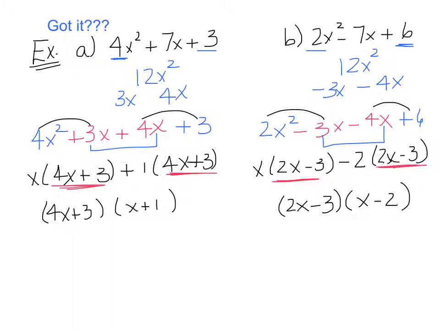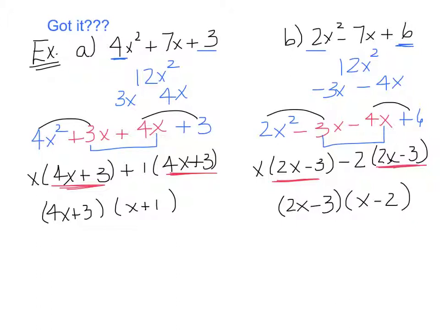Okay, for example A, I had to multiply 4 times 3 and got 12x squared. I needed 2 factors to add to give me 7x, which is 3x and 4x. I replaced the middle term, the 7x, with those 2 terms, and I set it up for grouping. Now the first 2 terms had an x in common, and I was left with 4x plus 3. And the next 2 terms had a 1 in common, and I was still left with 4x plus 3. So that's how I know that my factoring was done correctly.